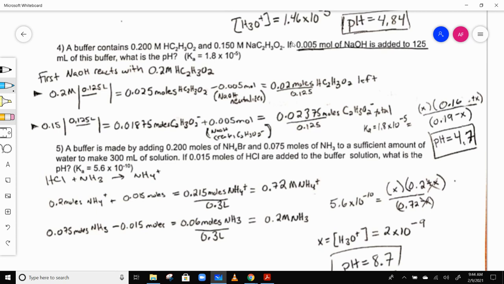I'm going to assume that it doesn't say anything about the volume changing, so I'm going to just assume that the volume stays the same. I know it doesn't, but I'm just going to assume it stays the same because they didn't give me enough information to figure out what the volume changes. So we're just going to keep it the same.